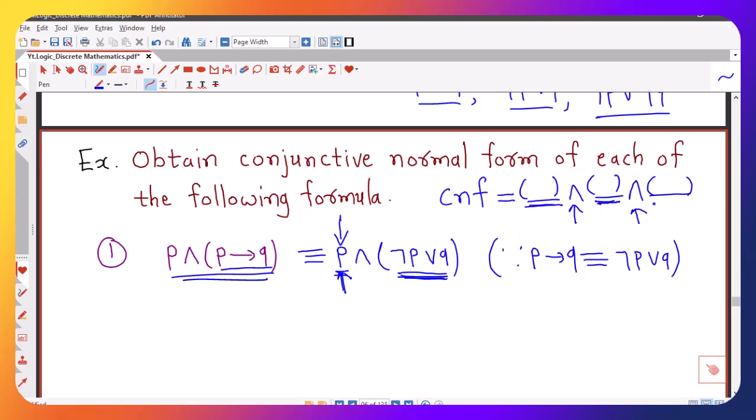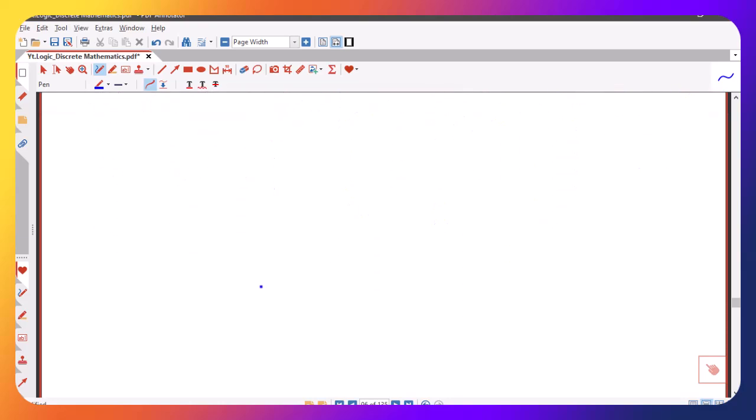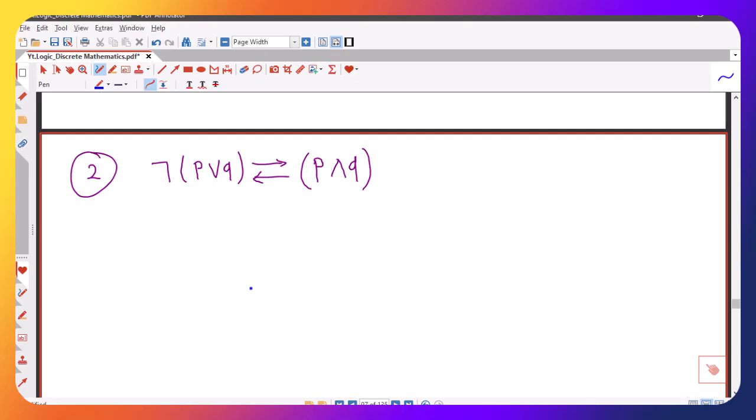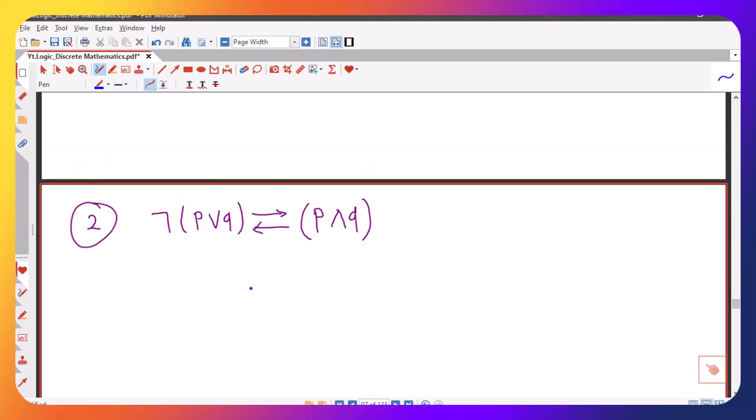In short, we have expressed our formula in this form, where we have two elementary sums, P and negation P or Q, connected by the AND operator. Therefore, this is in conjunctive normal form, the required conjunctive normal form of the given formula. So this is a simple example in which we have written the given formula in conjunctive normal form. Now we consider another formula and try to write it in conjunctive normal form.